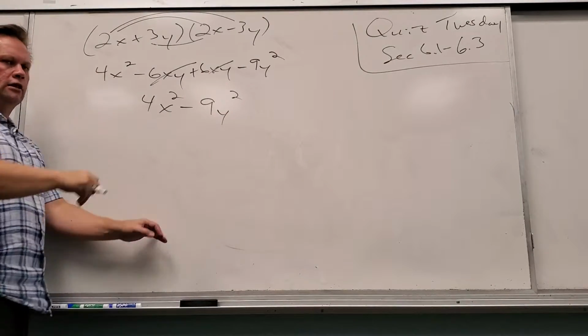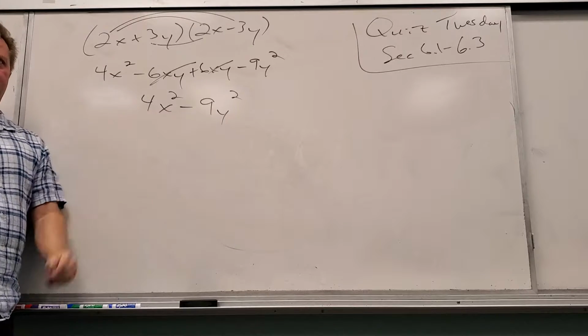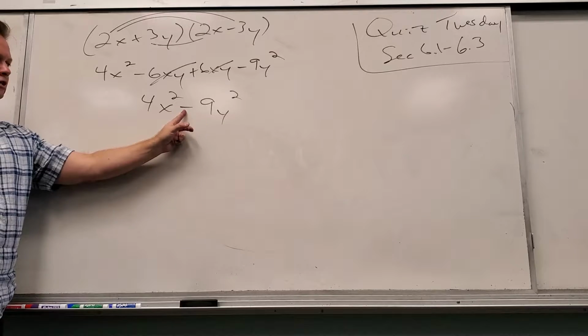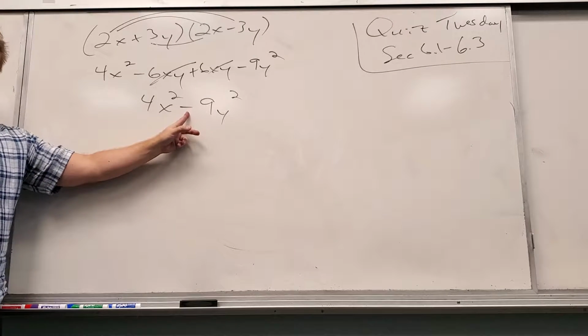So math people being really creative, we call it the difference of squares. Every piece of that is a square, and it's being subtracted, so we say it's the difference of squares. That's what it's called.